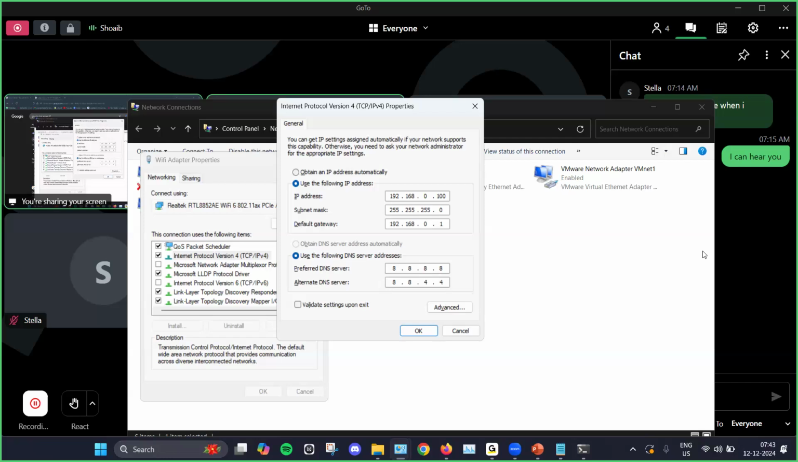So now if I click on OK, that IP will be assigned to my system. But I won't do that, guys, because right now we are connected. So if I change my IP, we would lose our communication channel right now. But again, this is the procedure to assign a manual IP to any system in the network.